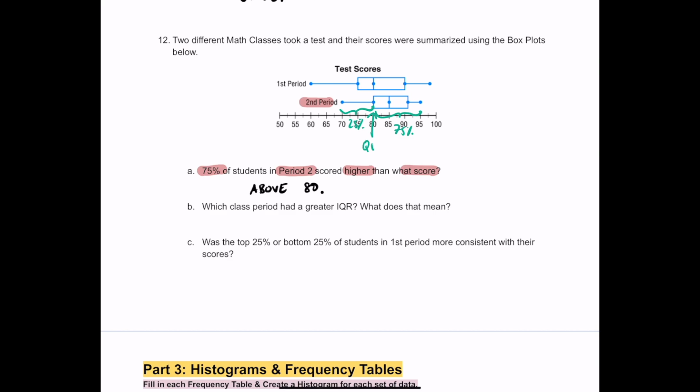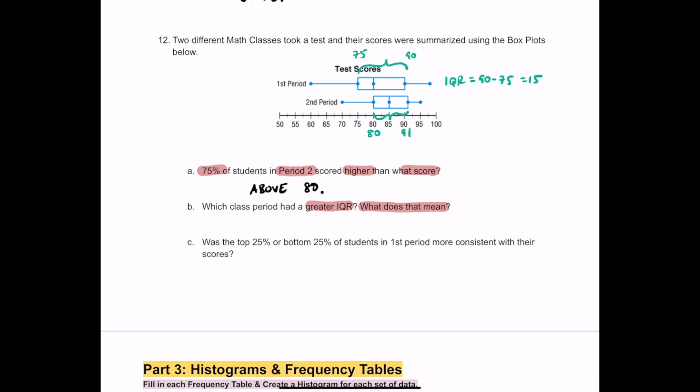Now for part B, it says which class period had a greater IQR. What does this mean? So IQR, that's going to be from here to here. It's the range of there to there. So what is this? This looks like it's about 90 for Q3 and 75 for Q1. So for the first period, the IQR is going to be 90 minus 75, which is 15. And if we look at second period, this is roughly 91, I would say. And this is 80.